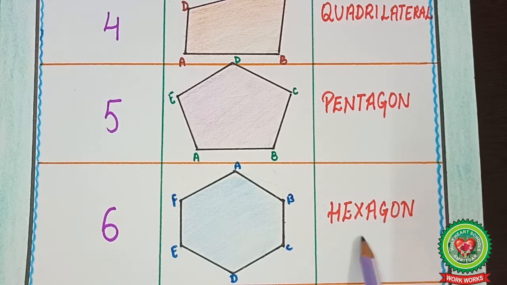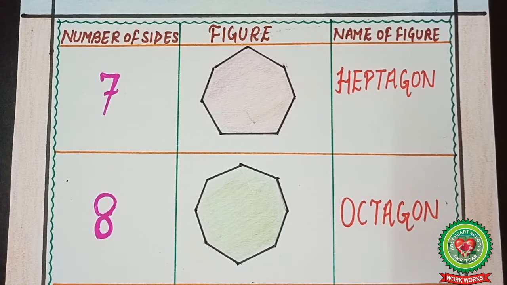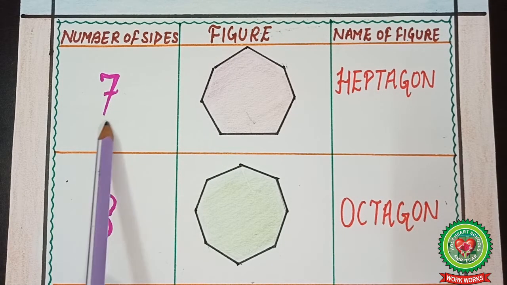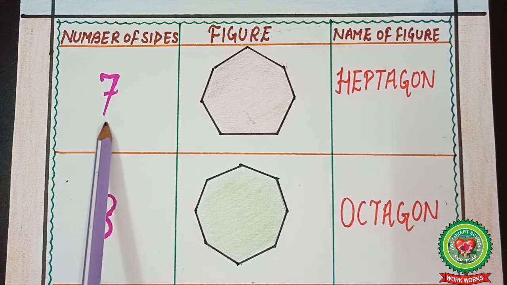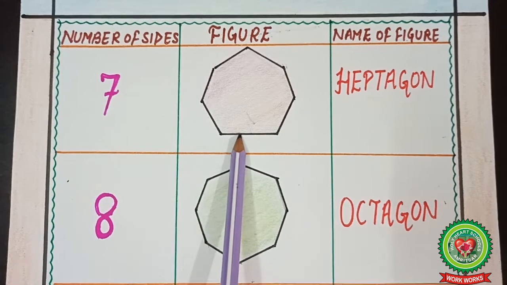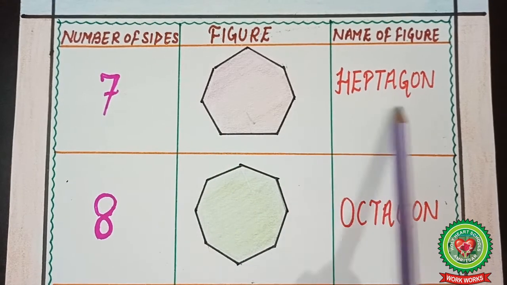So a hexagon is called a polygon. Moving to the next one, now we will talk about the sides. The number of sides is 7. With 7 sides, we can form a figure like this. The figure with 7 sides will be called a heptagon.